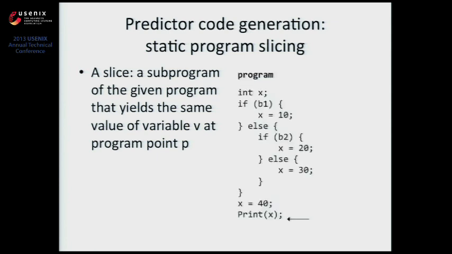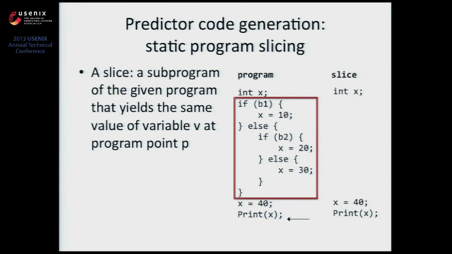Here we have a program that prints x at the end. Depending on branch conditions b1 and b2, different statements in the middle are executed. After that, x is set to 40, and print x will display 40. If we look at a subprogram that yields the same value x at the exit point, we can slice away the middle and create a slice that does the same. So the slice can be quickly computed.